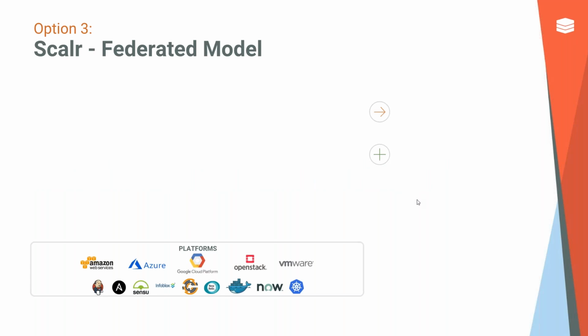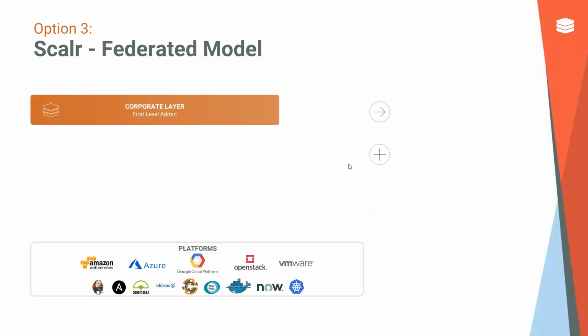Scalr takes a different approach. Scalr takes a federated model, which essentially flips that model and puts the application developers and the actual users closer to the platforms. So we begin by setting a baseline policy layer. We call this the corporate layer, the first level of administration. And this is a baseline policy guardrail that applies to everybody. And you can apply this either to everyone in the organization or apply it selectively to certain departments or lines of business.